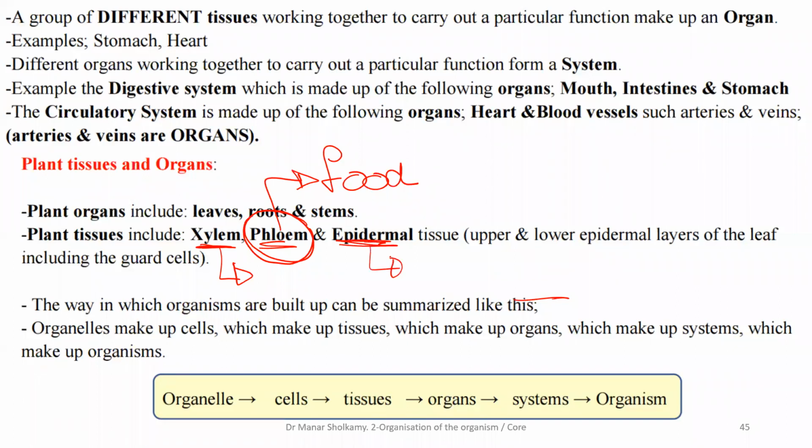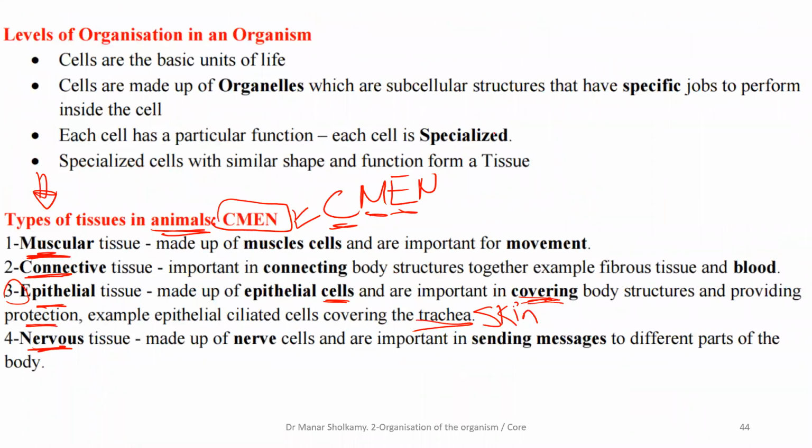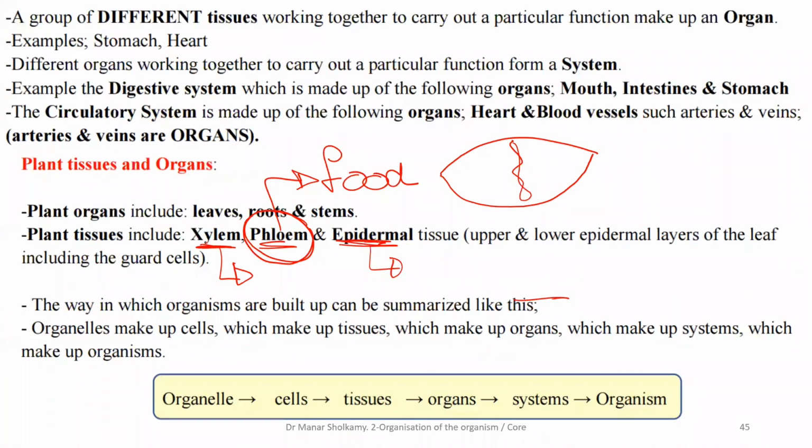Epidermal tissue, again, has the same meaning. It is the tissue that covers the different parts of the plant. Like the leaf, you have an upper epidermis and a lower epidermis, and then you have the cells inside the leaf. So animals are made up of tissues and plants are made up of tissues. Animal tissues are different from plant tissues. Animal tissues are the SEMEN: connective, muscular, epithelial, and nervous. Plant tissues are the transport tissues, for example, xylem transports water, phloem transports sucrose and amino acids. Epidermal tissue is the tissue that covers the different parts of the plant, like the tissue that covers the upper and the lower parts of the leaf.